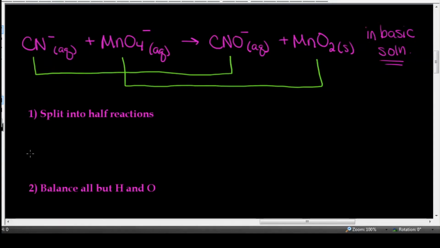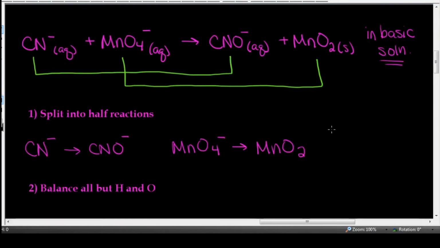All right, so I'm now going to write these as my half reactions. So my first half reaction is CN minus. I don't feel like doing states of matter. I don't think I did states of matter last time. Let's keep it simple. Okay, so my CN minus becoming my CNO minus, and my other half reaction is MnO4 minus becoming MnO2.